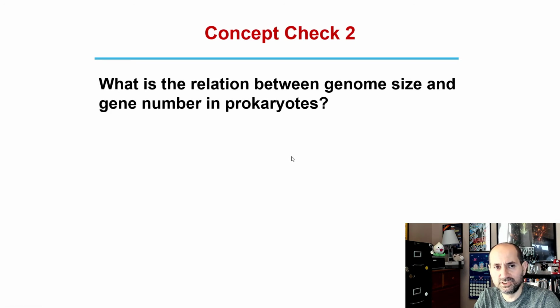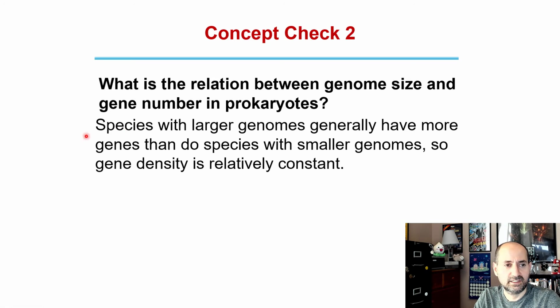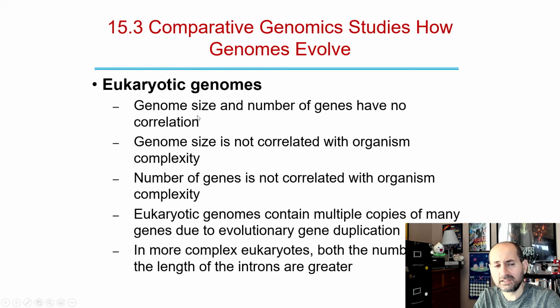Concept check number 2. What is the relationship between genome size and gene number in prokaryotes? It's positively associated, right? Species with larger genomes generally have more genes than species with smaller genomes. So there's a positive correlation. So gene density is relatively constant. Now let's discuss eukaryotic genomes. What's the difference there? Genome size and number of genes have no correlation, okay? So just because you have more DNA for a eukaryote does not necessarily mean at all that it has more genes or more important information.